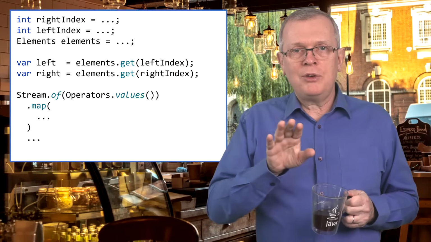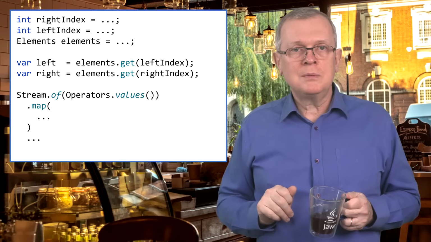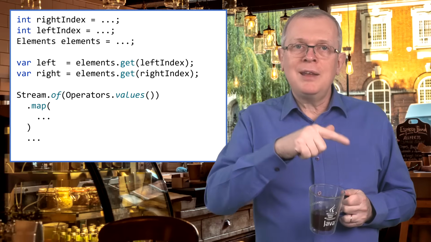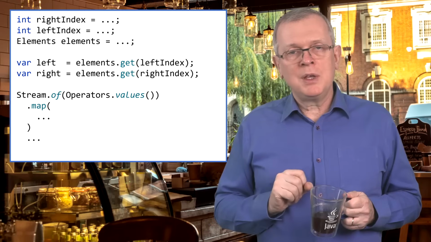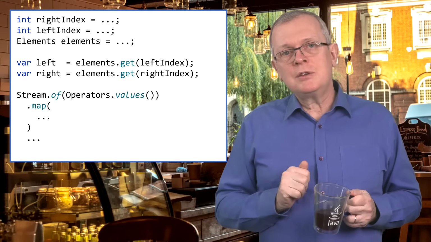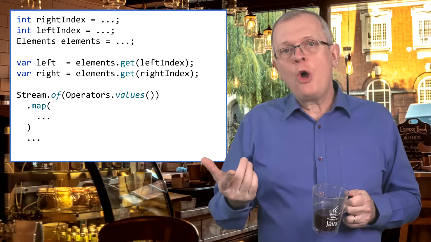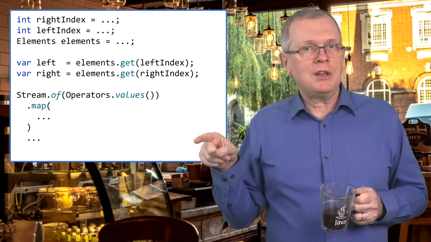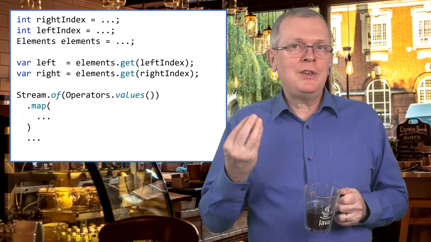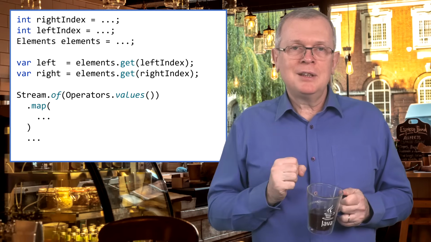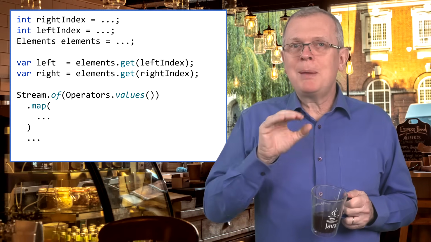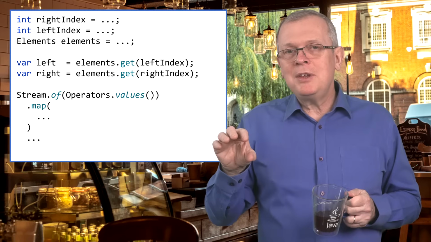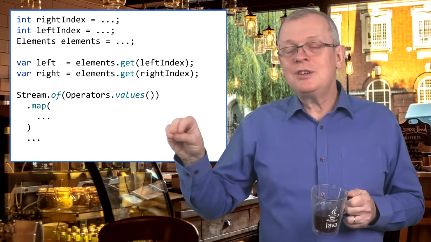Let us write the first step. So suppose that you have the elements you are working on in an elements object, and you have an enumeration called operators, and you have the two indexes, left index and right index. You can first stream the operators and apply each operation on the two elements left and right. But as you saw, this operation can be invalid. So it's not really a mapping, it's a mapping that can return something or can return nothing.